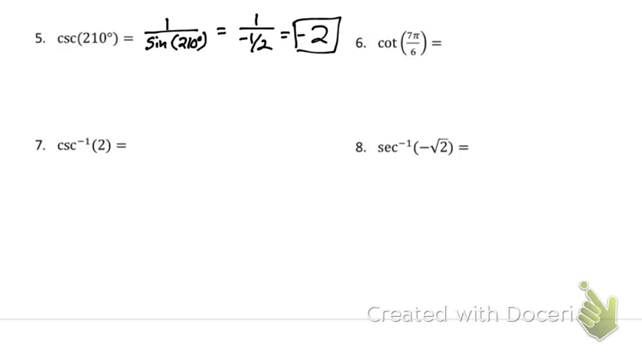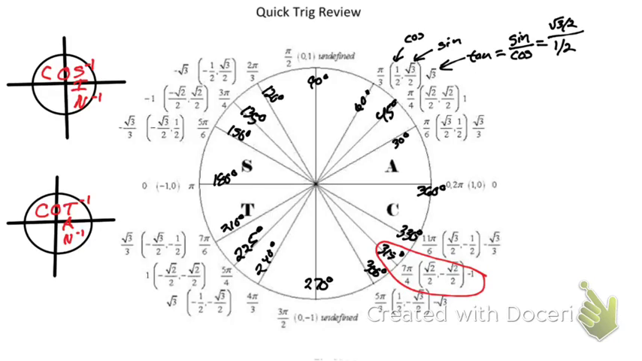Cotangent of 7 pi over 6. Cotangent is not on my unit circle, so I have to use tangent. So that means I'm going to rewrite this as 1 over tangent of 7 pi over 6. Once again, we're just going to find 7 pi over 6 on our unit circle. 7 pi over 6 is right here. My tangent value is square root of 3 over 3.